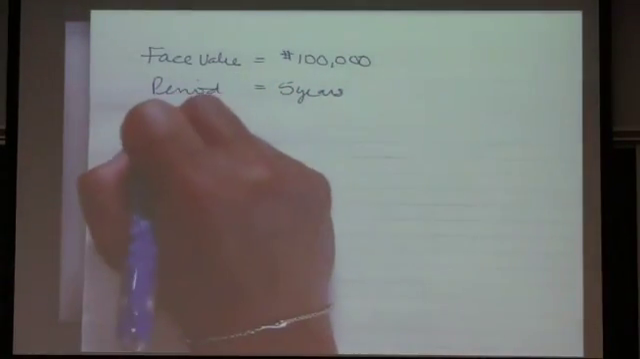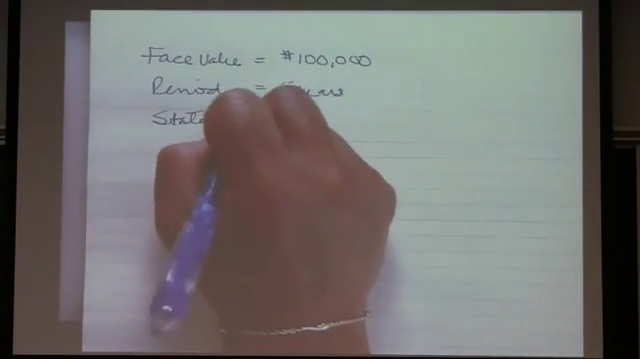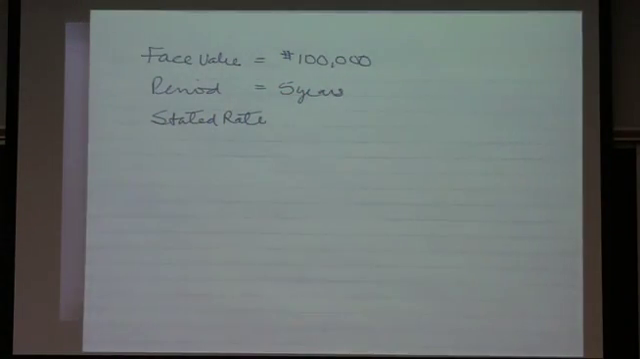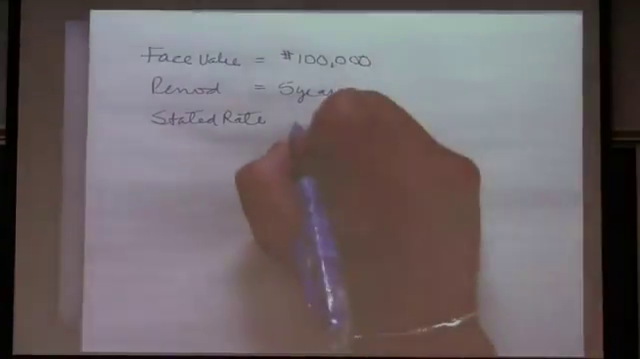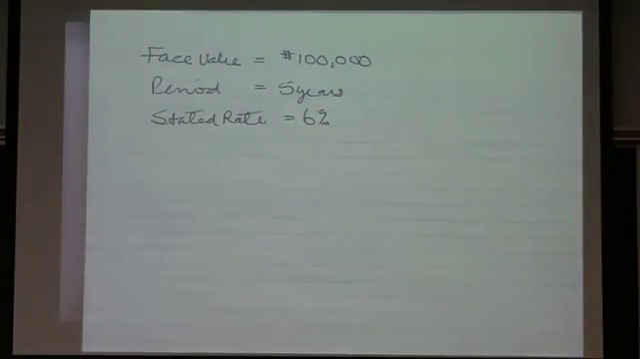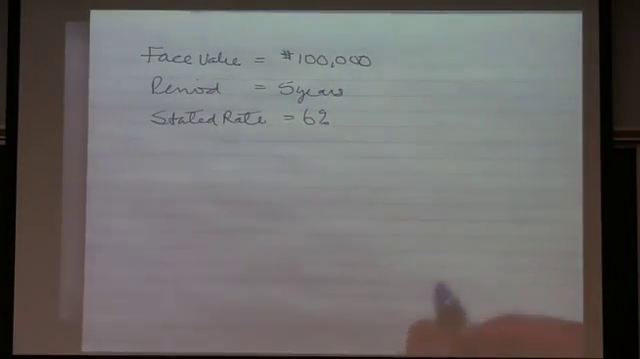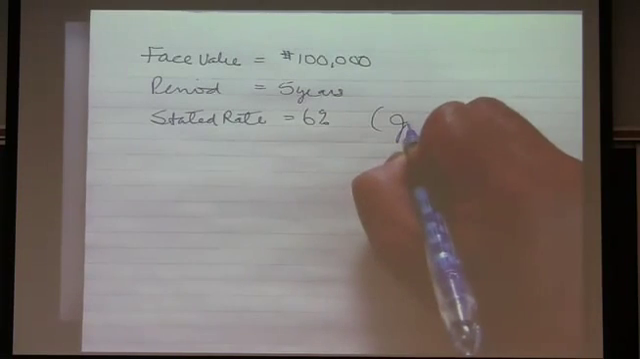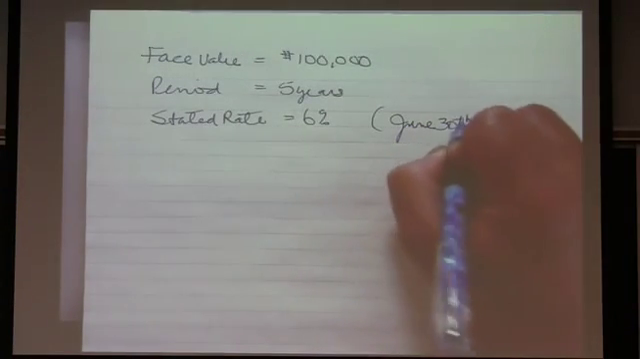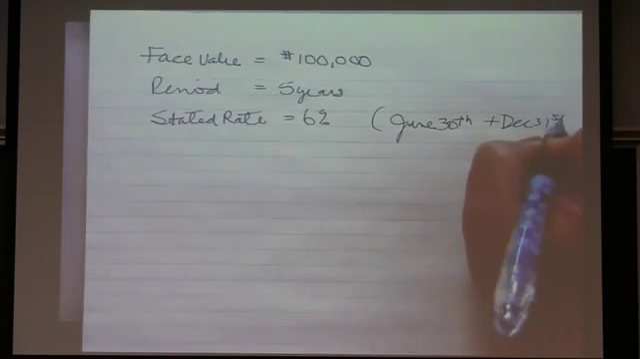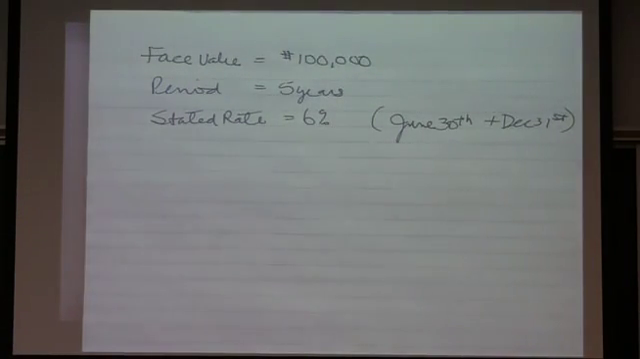And the stated rate, so that's the rate that's on the face of the bond. And the stated rate is also the rate in which the bond pays. So that's the amount that a bondholder will receive on the interest payment date. And let's assume that the stated rate is 6% and interest is paid twice a year, June 30th and December 31st. So it pays twice a year. So it's called a semi-annual interest payment.